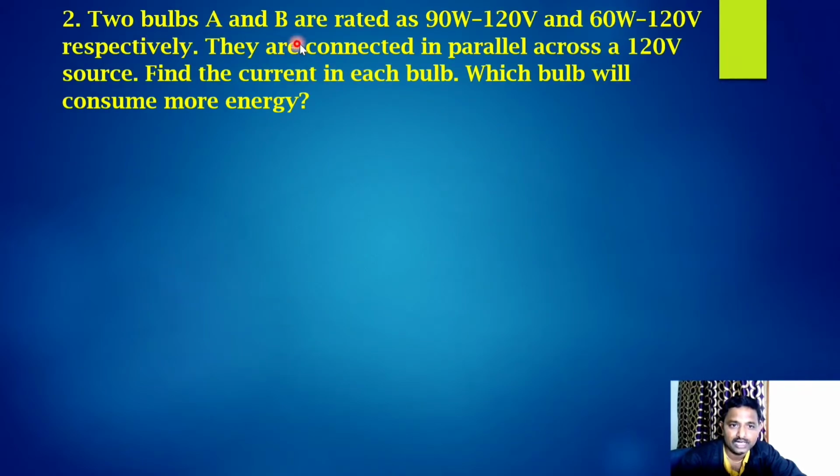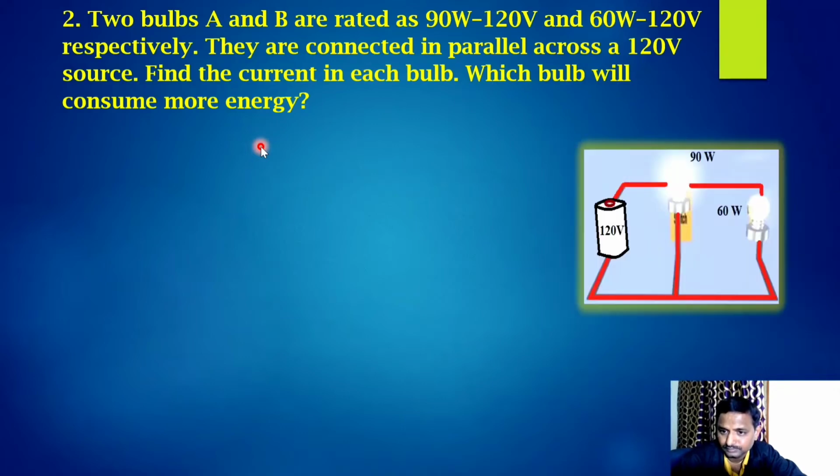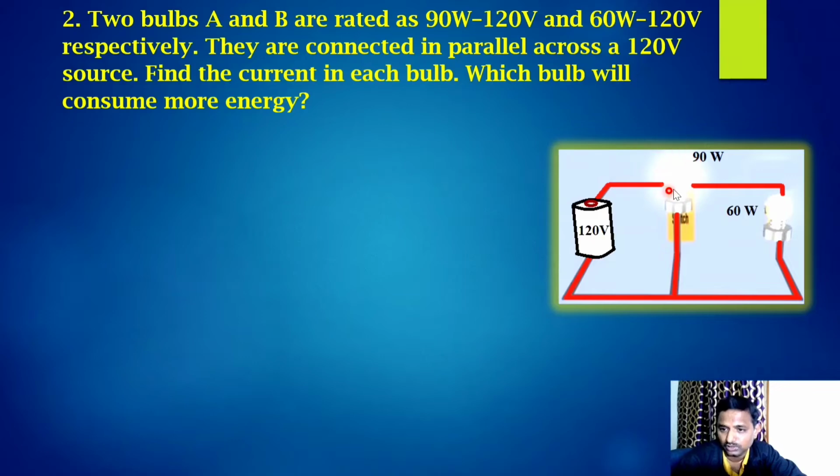Two bulbs A and B are rated as 90 watt 120 volt and 60 watt 120 volt respectively. See here the circuit diagram. So here we have a circuit. In this circuit we have 2 bulbs A and B. Here A is rated 90 watt and 120 volt, and B is rated 60 watt and 120 volt.